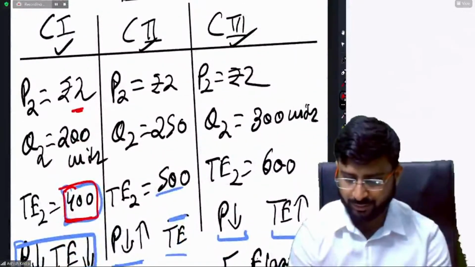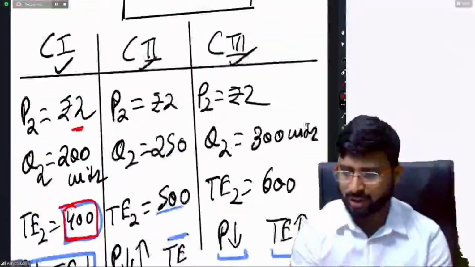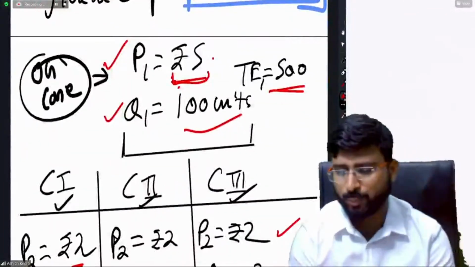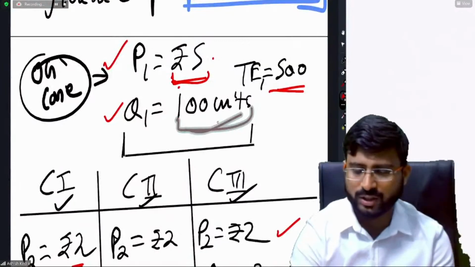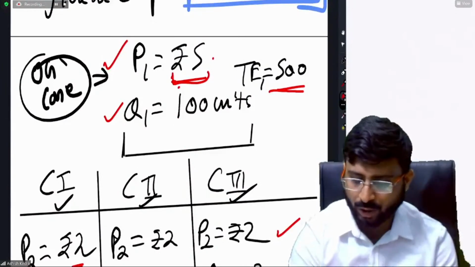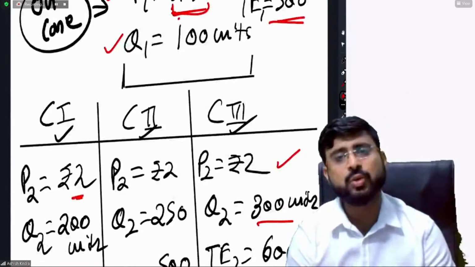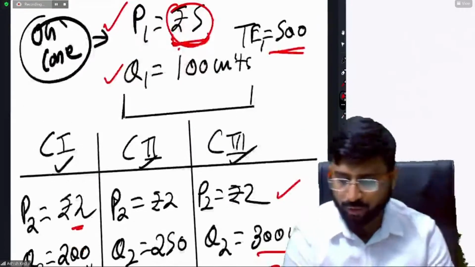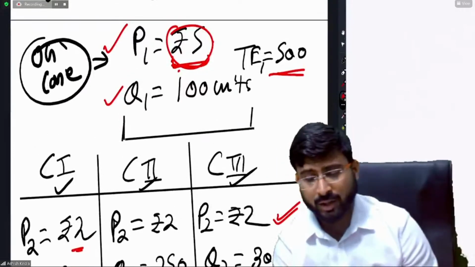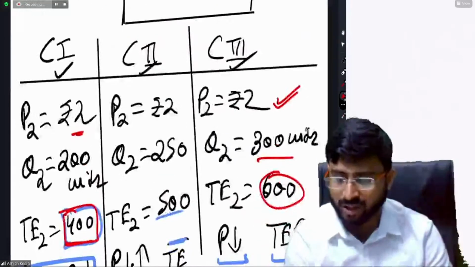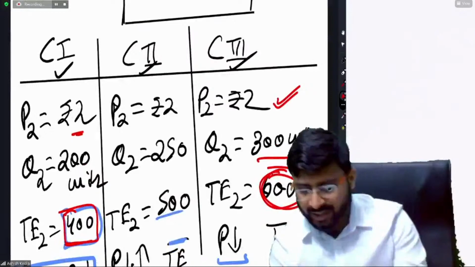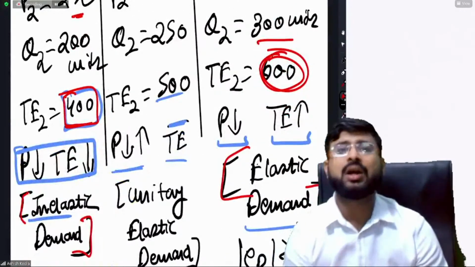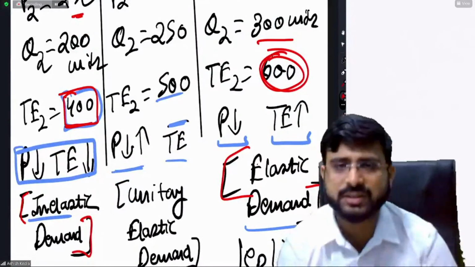Just for example, here what is happening? You see, price was 5 rupees, price has fallen to 2 rupees. Quantity was 100 units, quantity has increased to 300 units. So total expenditure is 600. So see, price has fallen from 5 to 2, but total expenditure went up from 500 rupees to 600 rupees. Such an inverse relation is what I was referring to as the case for elastic demand.